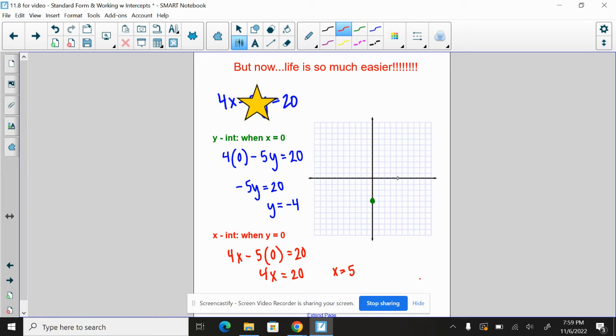1, 2, 3, 4, 5. And so this is what we call the cover-up method. Look, I've got my 2 intercepts. All I need to do is then draw my line, and I'm done. Give me a harder problem. Kind of cool, right? All right, so here's what you're going to do.